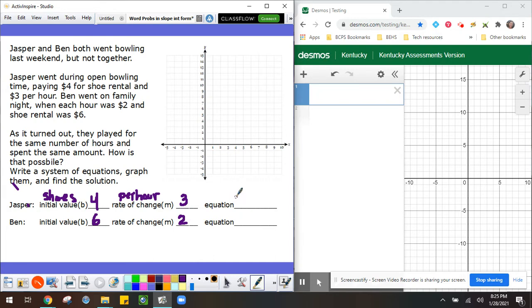When I write this into an equation, be careful not to put y equals 4x plus 3, just because I asked them in that order. Remember, it's mx plus b, so this one is y equals 3x plus 4. And for Ben, it's y equals 2x plus 6. Once you get this information, you'll go over to Desmos and graph it.